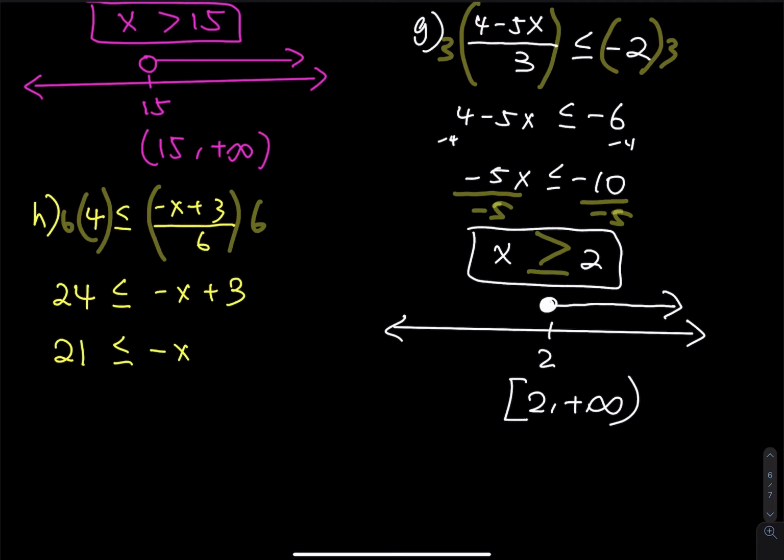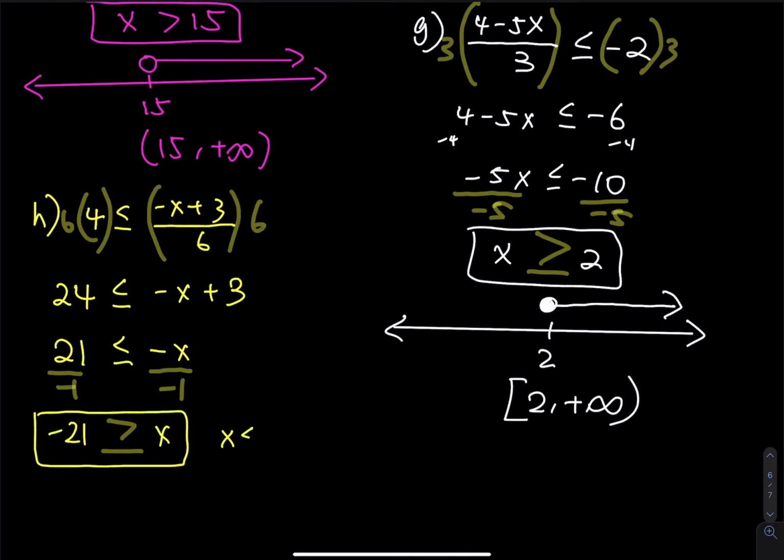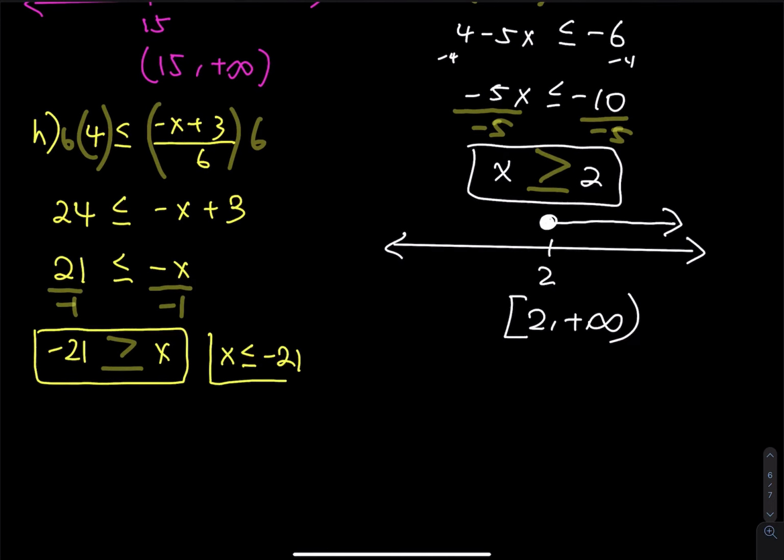And then you divide both sides by negative 1. So since that is a negative, you have to reverse the inequality symbol. This would be a negative 21. This is an x. If you are used to having an x on the left, remember the less than is facing the x. So when you reverse them, please reverse the inequality symbol as well. And then graph this.